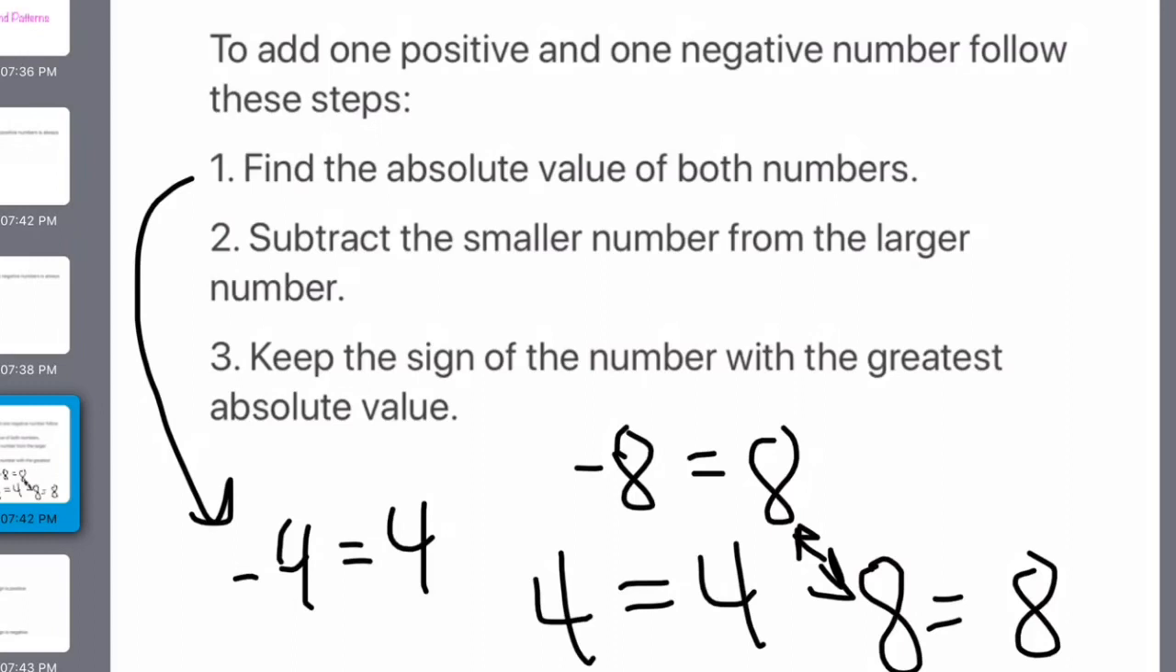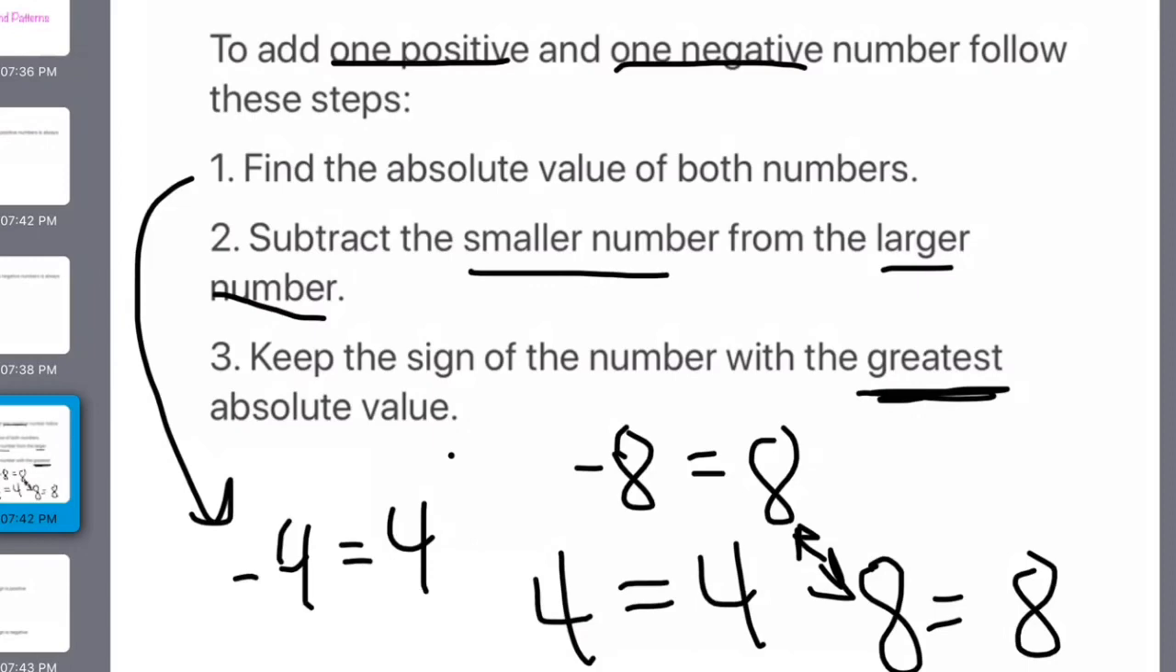So your first step when adding one positive and one negative number is to find the absolute value of both of the numbers you're adding. Then subtract the smaller number from the larger number, looking at the absolute value, not the real value of the number. Then you're going to keep the sign of the number with the greatest absolute value.